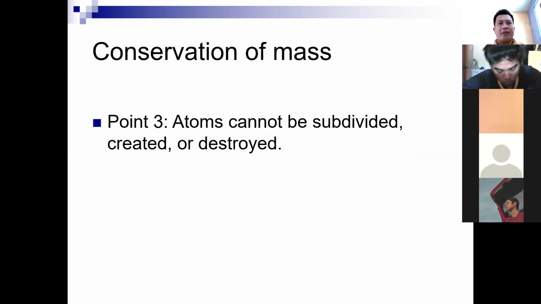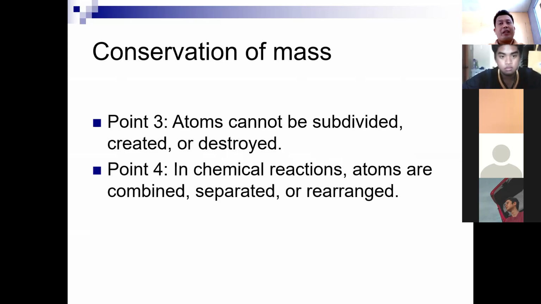So we have here, atoms cannot be subdivided, they cannot be created, they cannot be destroyed, but they can combine. As mentioned by the picture a while ago, two molecules of hydrogen and one molecule of oxygen combine to form the molecule of water called H2O. And then similarly, point number 4: in chemical reactions, atoms are combined, separated, or rearranged.